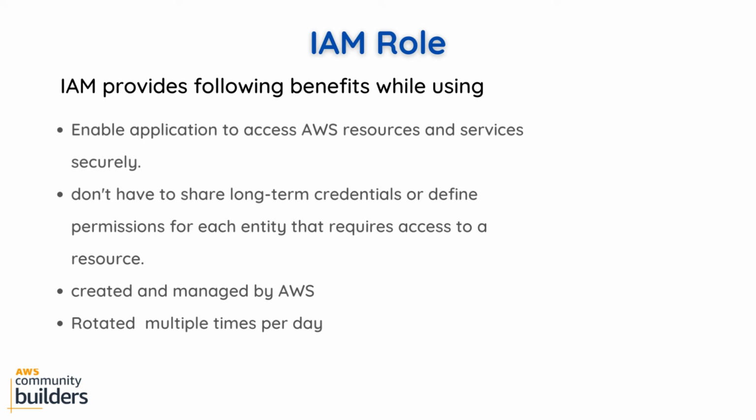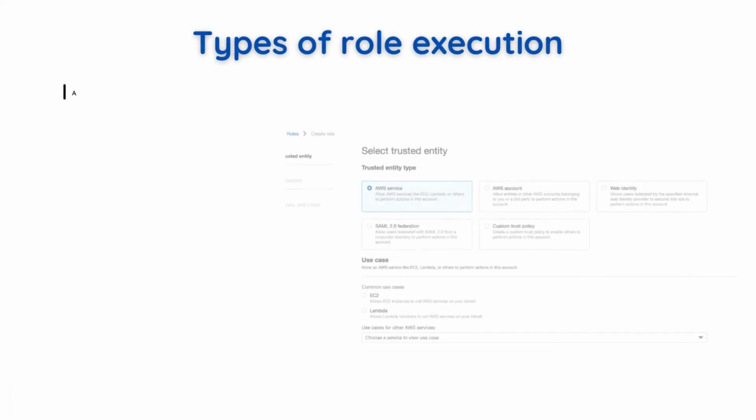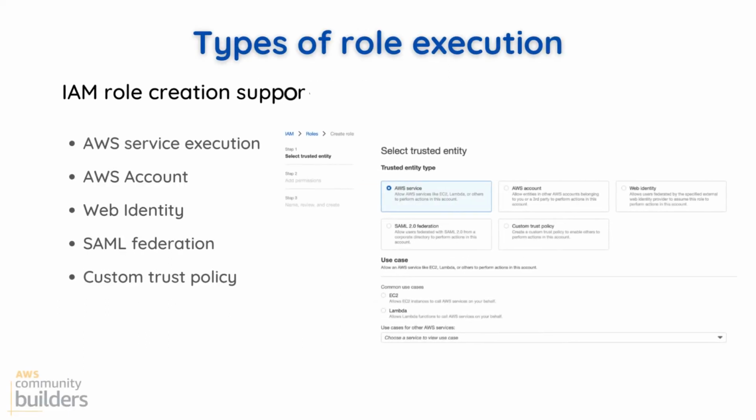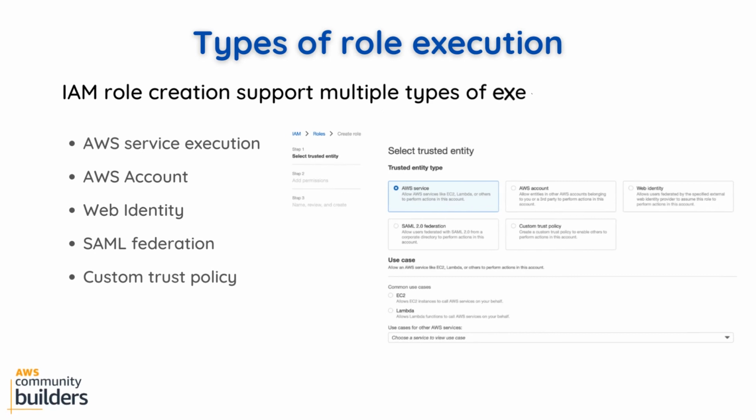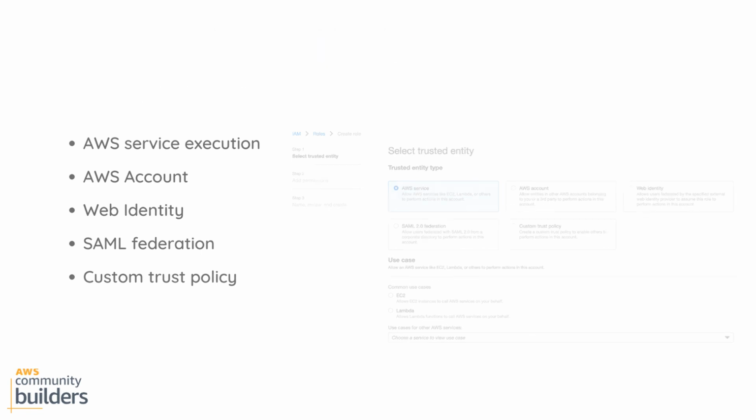IAM provides the following benefits while using it. It enables applications to access AWS resources and services securely. You don't have to share long-term credentials or define permissions for each entity that requires access to a resource. Credentials are created and managed by AWS and rotated multiple times per day. IAM role creation supports multiple types of execution like AWS service execution, AWS account, web identity, and SAML federation.